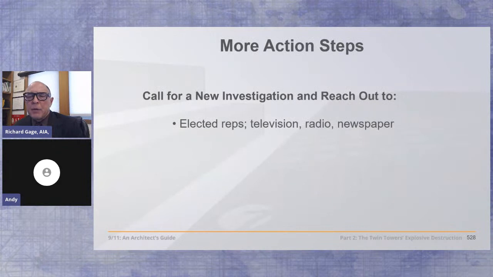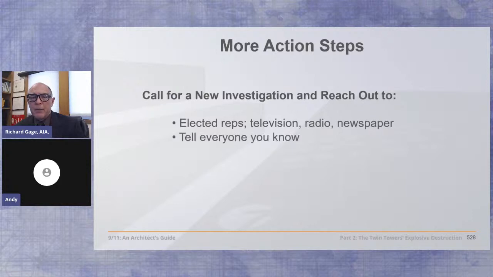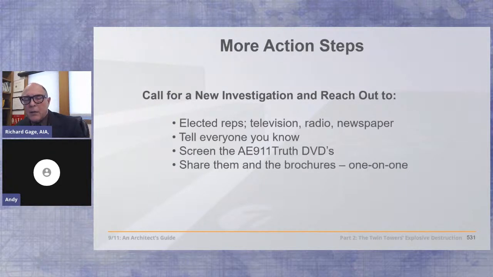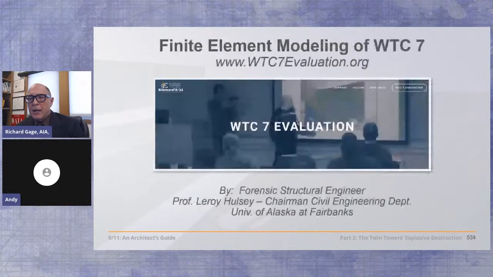And you can do stuff on your own. Reach out to elected representatives, television, radio, newspaper. Tell everybody you know. Screen the DVDs to your friends and colleagues. Share them. The brochures, you can get 100 of them for $10 on our website. And download the 130-page finite element analysis of World Trade Center Building 7 performed by one of the top forensic structural engineers in the country.